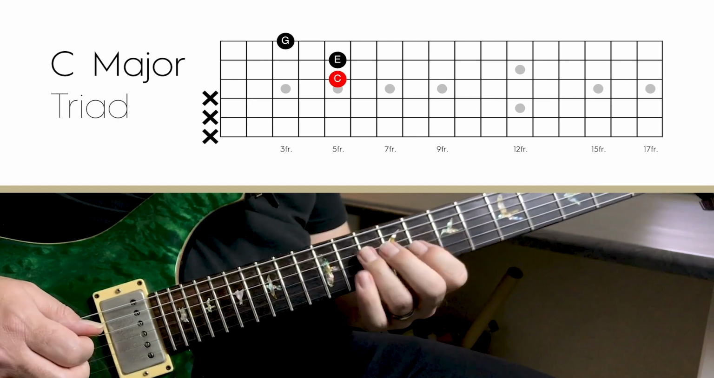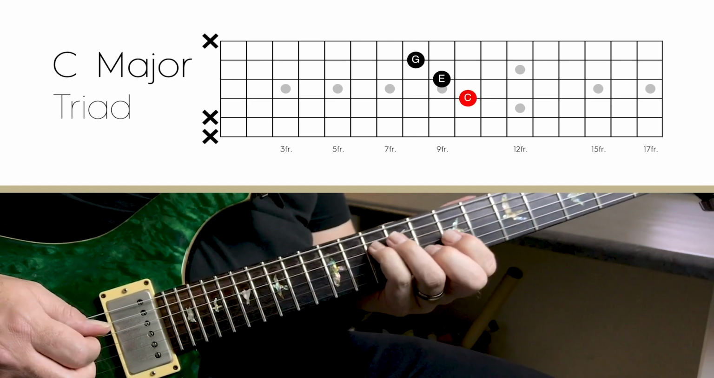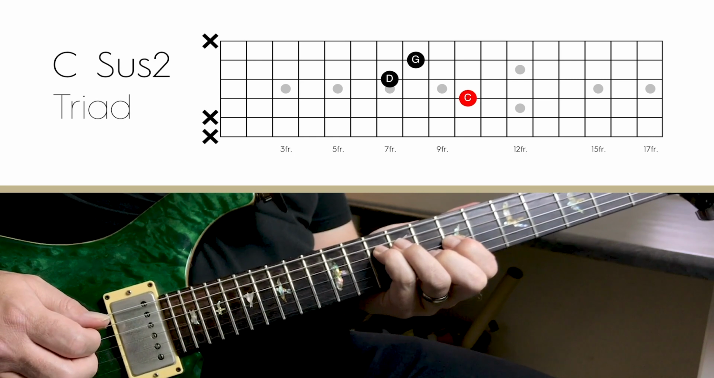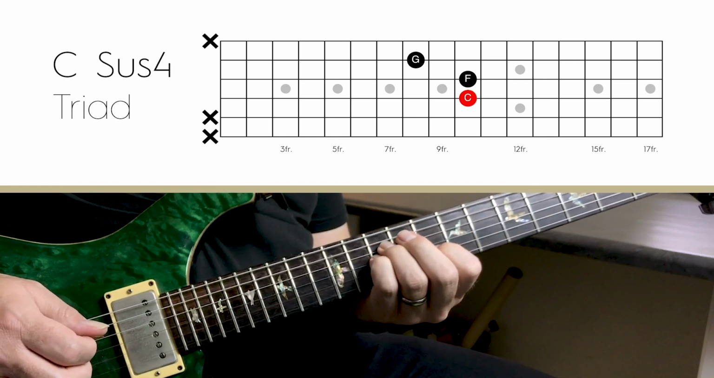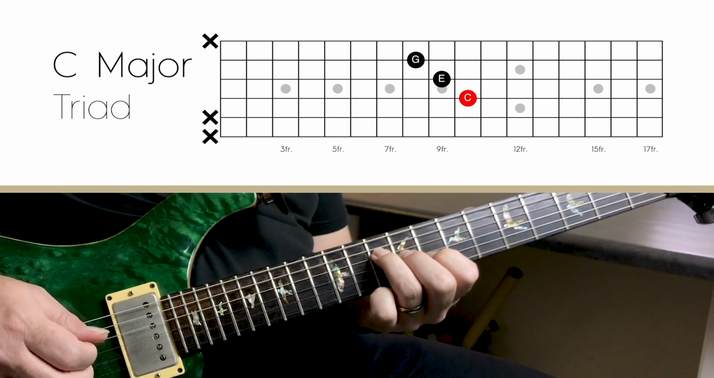Alright, or we can do C, C sus2, C sus4 to C. Alright, so that's very important to understand the concept of triads. We'll link to that in the description. We'll link to a video where we covered the triads in detail.